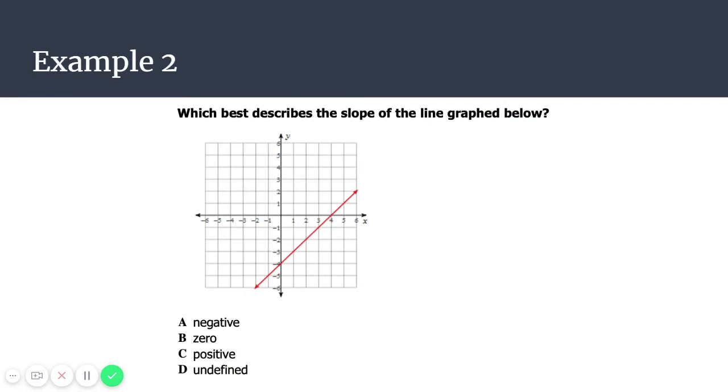Example number 2. Which best describes the slope of the line graphed below? Is it A, negative, B, 0, C, positive, or D, undefined?